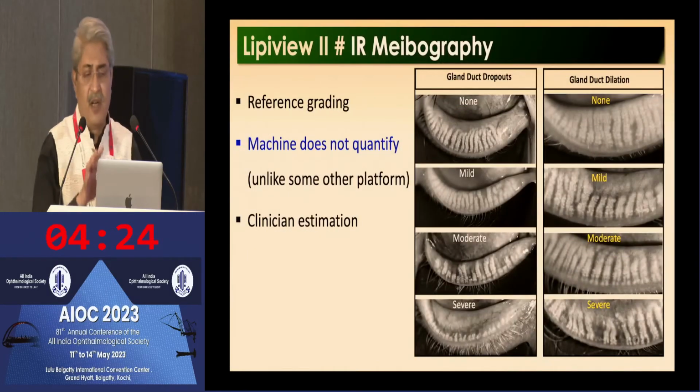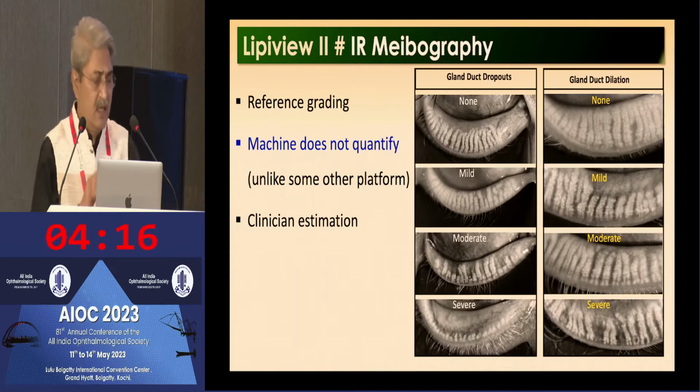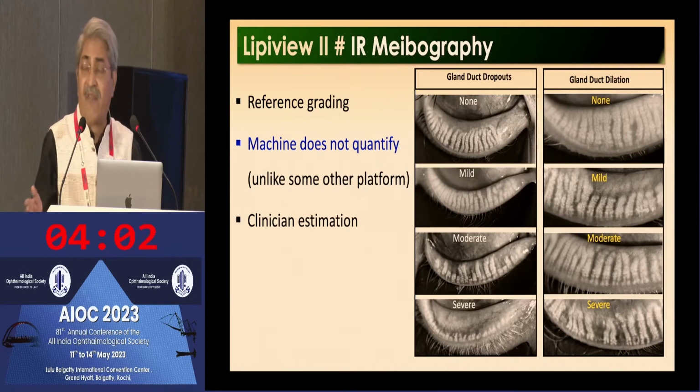So this is the normal. You see that this is taken from the company's images. So there is no dropout area, mild dropout, moderate dropout, and severe dropout. You see the glands also dilated, many tortuous, dilated, then fragmented glands. All are important.